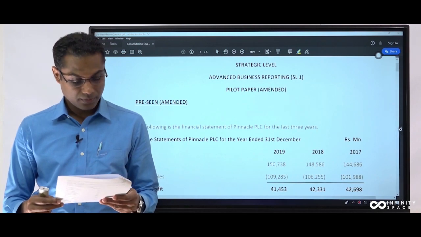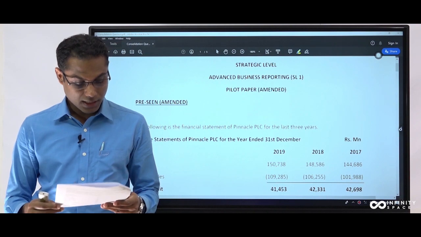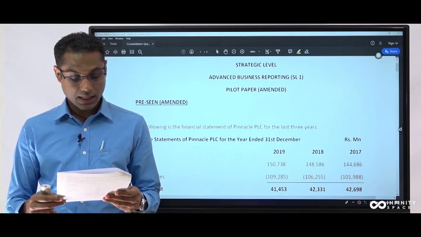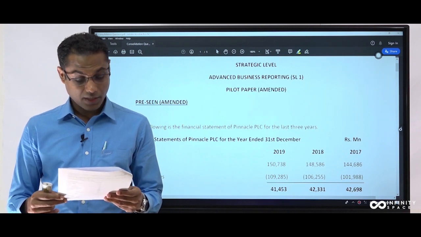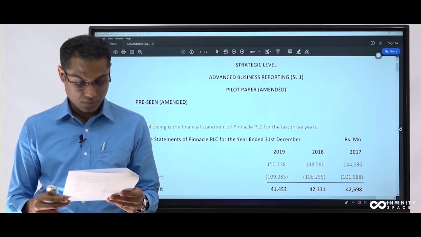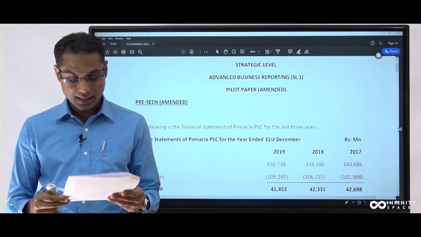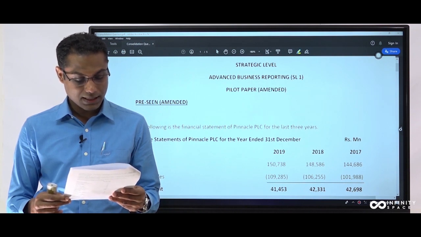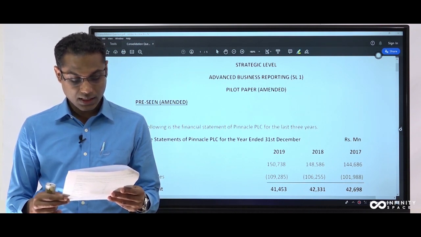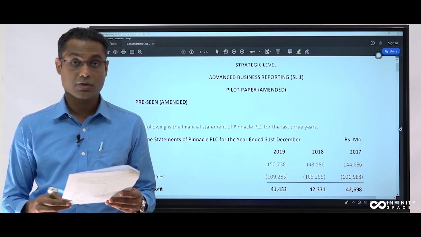That is part 4. Part 5 is again relevant to the consolidation. You are requested to prepare the consolidated statement of profit or loss and other comprehensive income and the statement of financial position of the Pinnacle group as at 31st December 2019, assuming that the 25% interest in Teak PLC allowed Pinnacle PLC a significant influence over the financial and operating policy decisions of Teak PLC. Part 5 carries 22 marks.